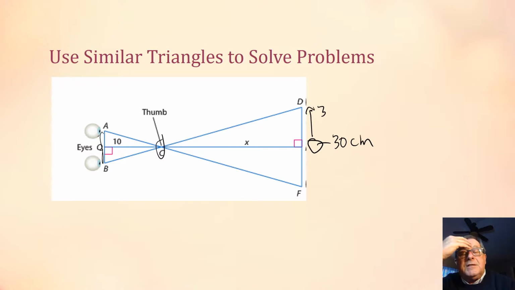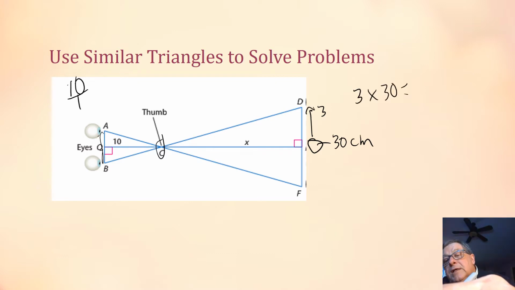Now, we're asked to find how far the distance is from her thumb to the wall. Well, we're told that the distance from her thumb extended and the distance between her eyes is 10 times, so we have a ratio of 10 to 1. And if this clock is 30 centimeters wide and it shifts 3 clock widths, then 3 times 30 is 90. It would seem to shift 90 centimeters.